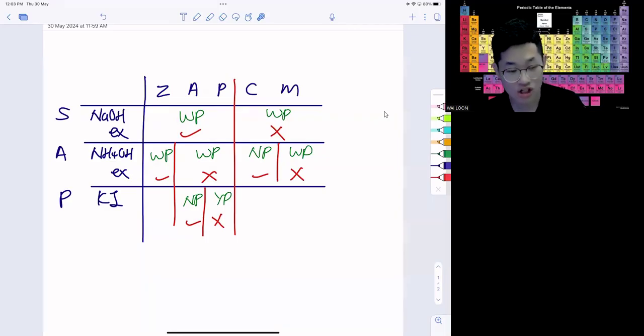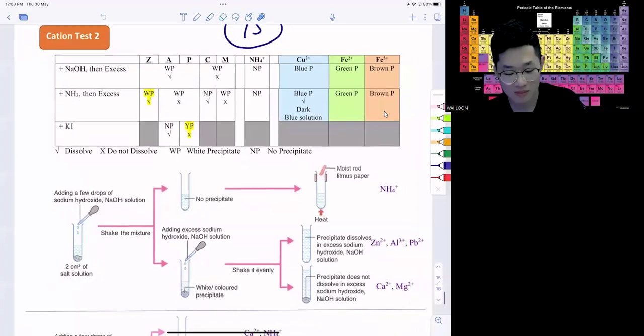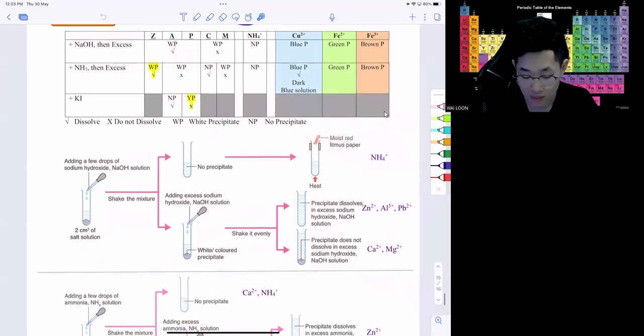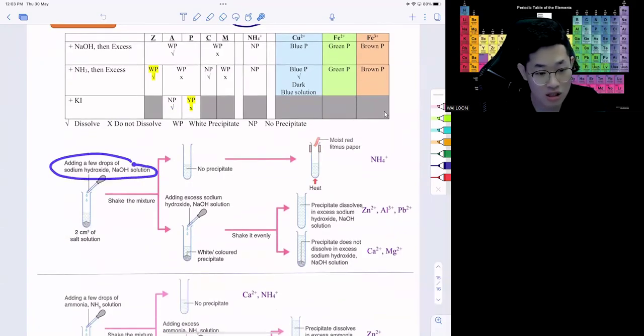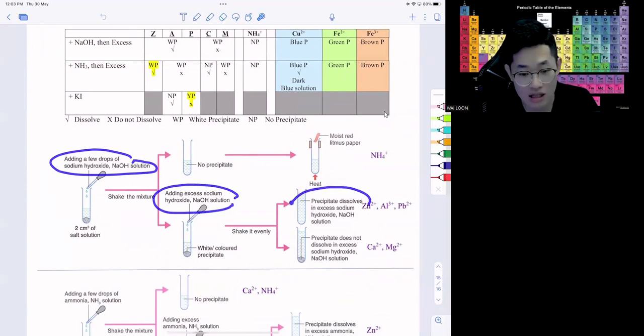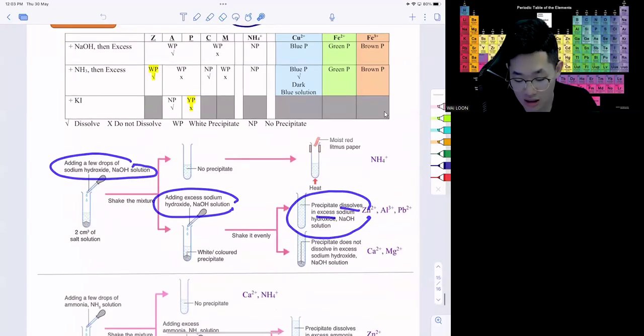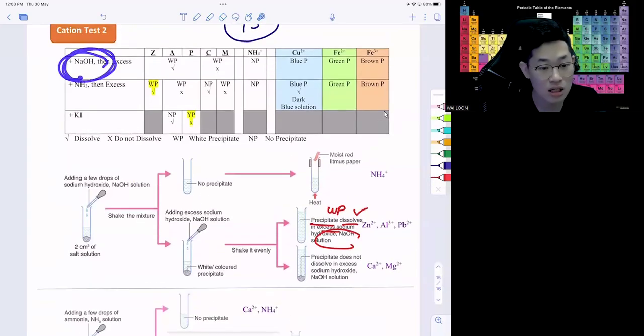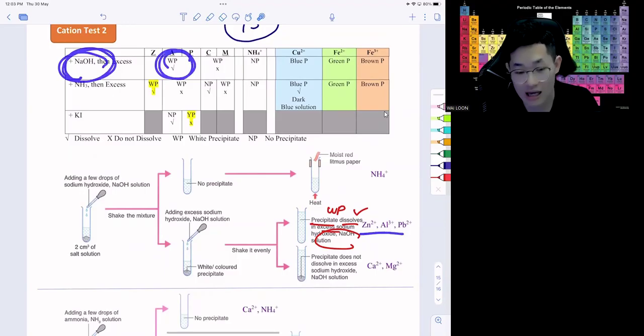All right, just like that. This is how you get the table. So for example, here, add a few drops of sodium hydroxide solution, shake the mixture, add excess sodium hydroxide solution. White precipitate dissolves in sodium hydroxide. Dissolve in excess. So I got white precipitate, dissolve in excess is tick. By adding NaOH, so I look at the NaOH here, WP and tick, so the answer is ZAP.